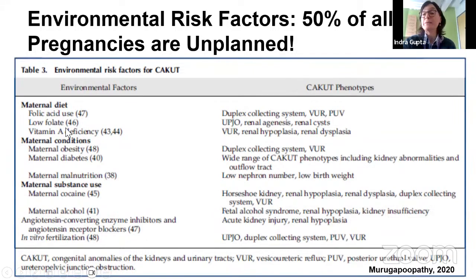Vitamin A deficiency is another important cause of CAKUT. And then important causes of CAKUT that are emerging are maternal obesity and maternal diabetes. So when you have these risk factors in pregnancy, you must be considering whether the developing fetus will be affected. Maternal malnutrition is important. And then substance abuse, cocaine, alcohol. And then for drugs, clearly ACE inhibitors or angiotensin receptor blockers are risk factors for CAKUT. And then in vitro fertilization, which is becoming more and more popular for families that can't have a baby, is a risk factor for CAKUT as well.